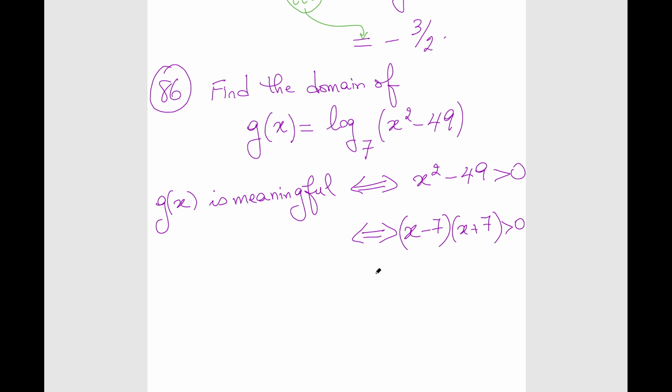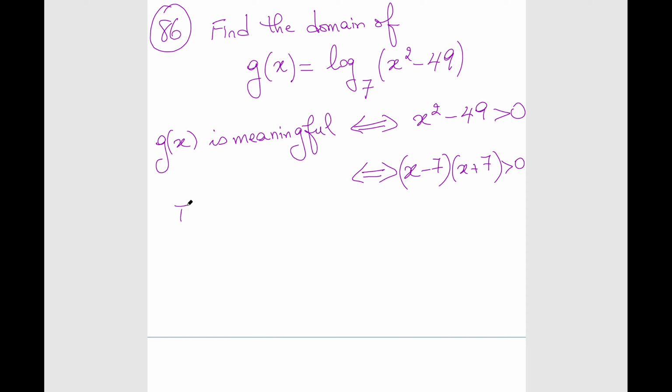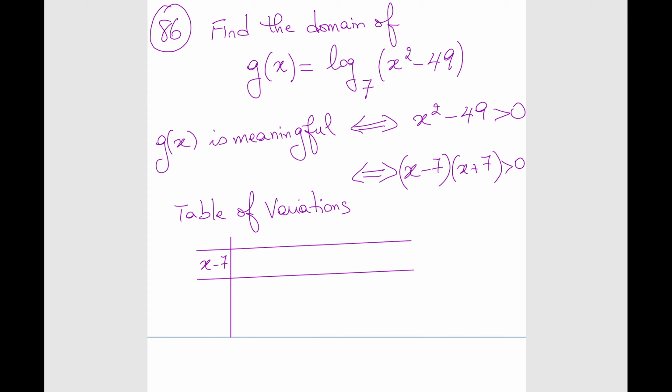I want this product to be positive. Let's create a table of variations. Remember that? Table of variations. So I have x minus 7 as one of the factors, x plus 7 as the other, and then I have this product. Let's call this product, as we used to do before, P. So P is the product. All right, what are the critical numbers for the factors? This one vanishes when x is 7, and this one vanishes when x is negative 7. So negative 7 and 7 are the critical numbers in this discussion.